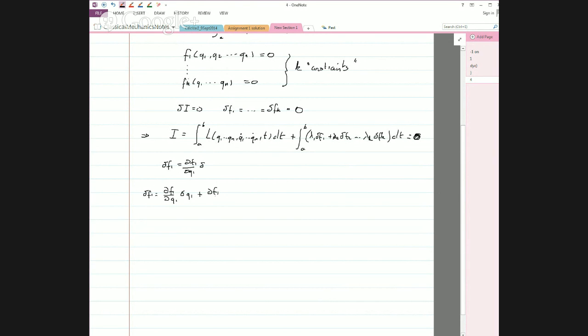Plus ∂F1/∂q2 delta q2, etc., up to ∂F1/∂qn delta qn. You can write that for F1, F2, all the way to Fk, right?